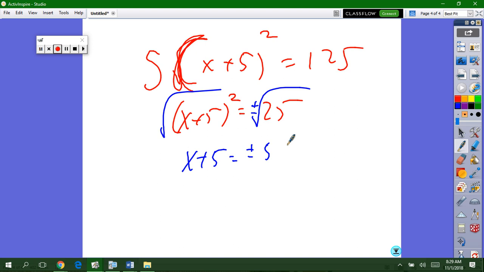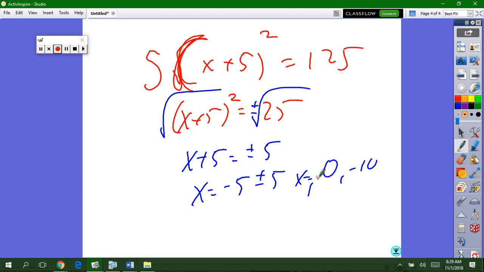Okay? Then I subtract it. Is that a final answer? Negative 5 plus or minus 5? Because I know what negative 5 plus 5 is. What is it? 0. Negative 5 plus 5 is 0. Negative 5 minus 5, negative 10. So that's what x equals, those two options. A lot of people only consider the first option because they forget the plus. Okay? Gotta remember that. That's a big deal. Whenever you physically take a square root or an even root, you have to do plus or minus.